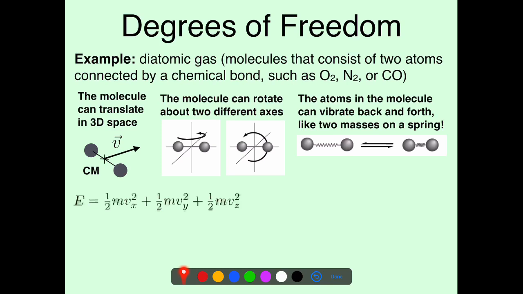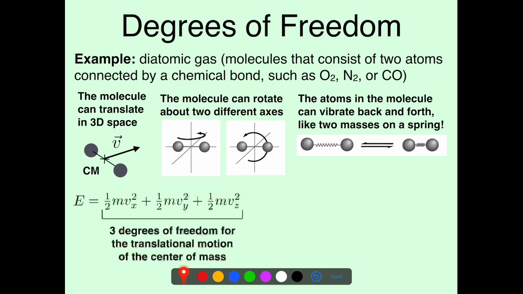So now we want to write down a formula for what that energy looks like and all the different parts of it. So first, we're going to have the same expression we had before for a monatomic gas, which is 1/2 mvx squared plus 1/2 mvy squared plus 1/2 mvz squared, because the molecule can translate in 3D space. So there are 3 degrees of freedom for the translational motion of the center of mass. Okay, but we also are going to have 2 terms for the energy of the rotations.